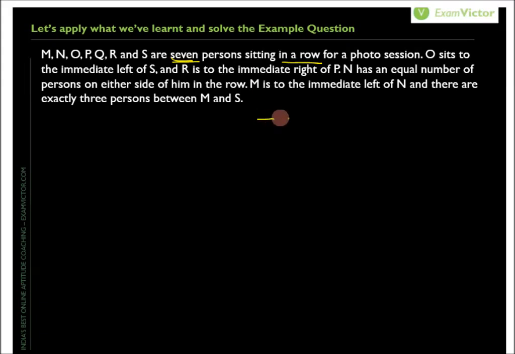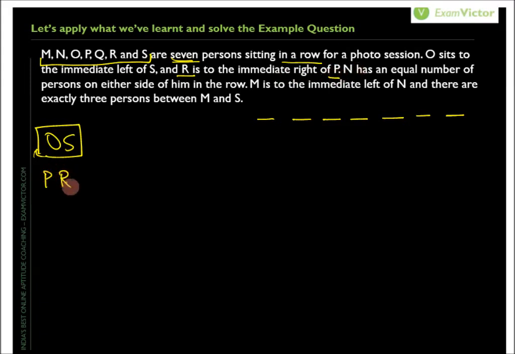So what the question is really asking you is to fill up these blanks, 1, 2, 3, 4, 5, 6 and 7, with the names of these people in the right order. And they've given you some tips and hints on how to do it. First one, O sits to the immediate left of S. This is your first ordered pair. So that means O and S have to occur together. Similarly, R is to the immediate right of P, that means P, R. This is also an ordered pair for us.